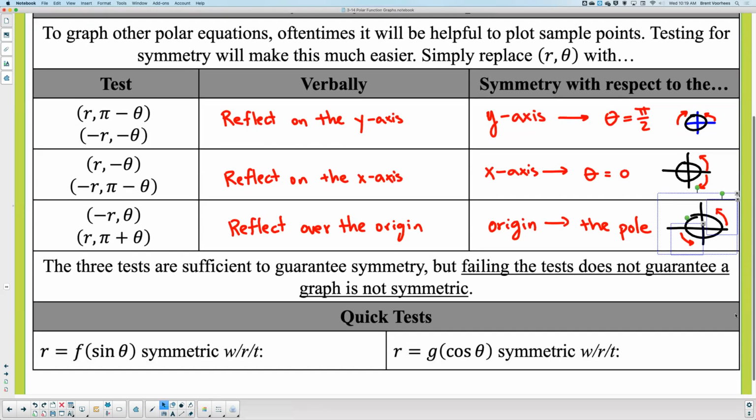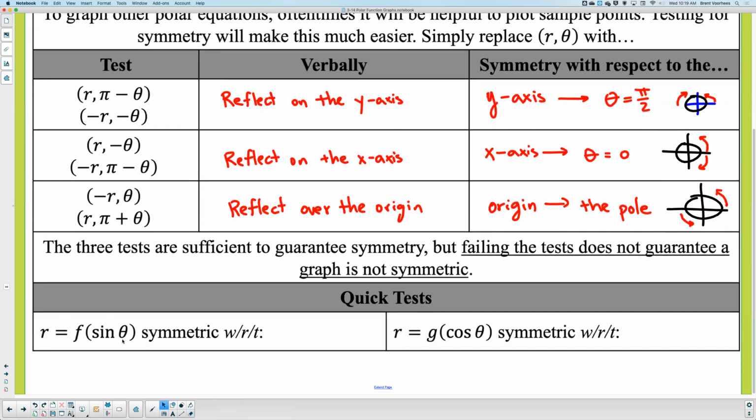By rule, some things are true. Quick test. r equals f sine theta is symmetric with respect to the, I want you to just think, what is sine? Sine is what letter? The y-axis. It's going to be symmetric with respect to theta equals pi over 2. What about cosine? What would that be symmetric with? Theta equals 0, that's right. The x-axis.